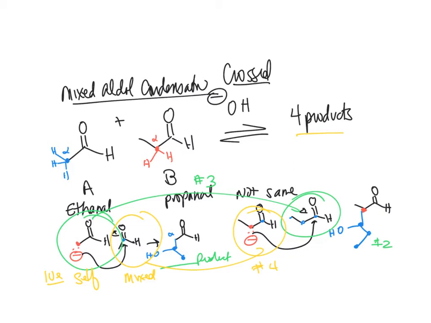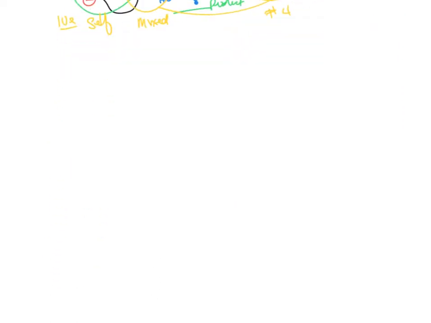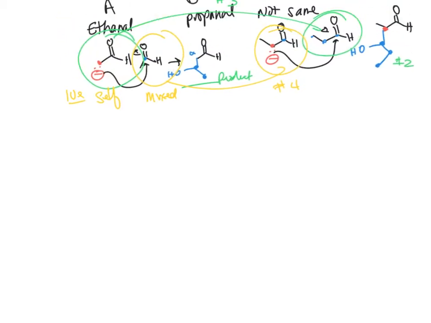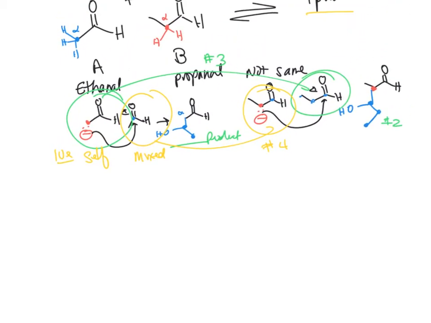Okay, we're on page 274. In the boxes below, draw the 2 self-condensation products and 2 mixed condensation products that result from the mixture in model 2. Use the roles of the nucleophile in the box. Okay, so let's just keep these.